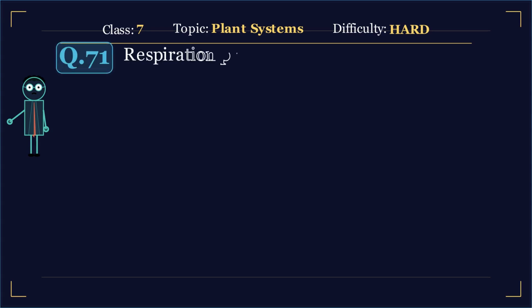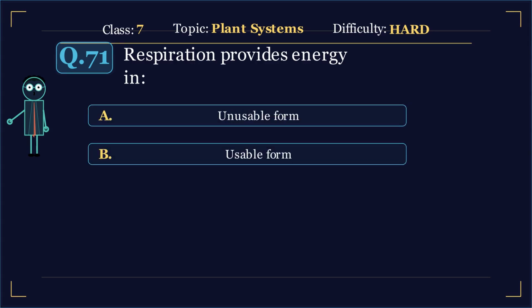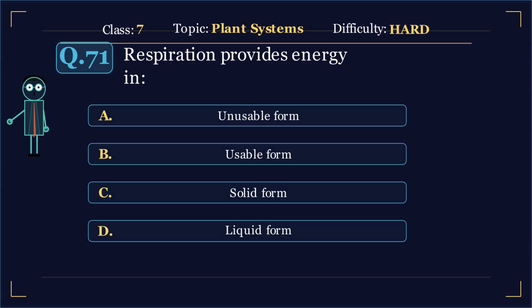Question 71. Respiration provides energy in. Option A, unusable form. Option B, usable form. Option C, solid form. Option D, liquid form. The correct answer is option B.